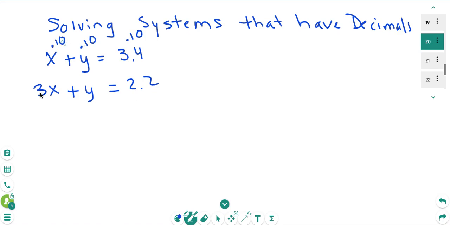And then I'm going to come down here and notice that I also have a decimal. So I'm going to multiply that by 10. And I'm going to multiply the y by 10. And I'm going to multiply the 3 by 10.